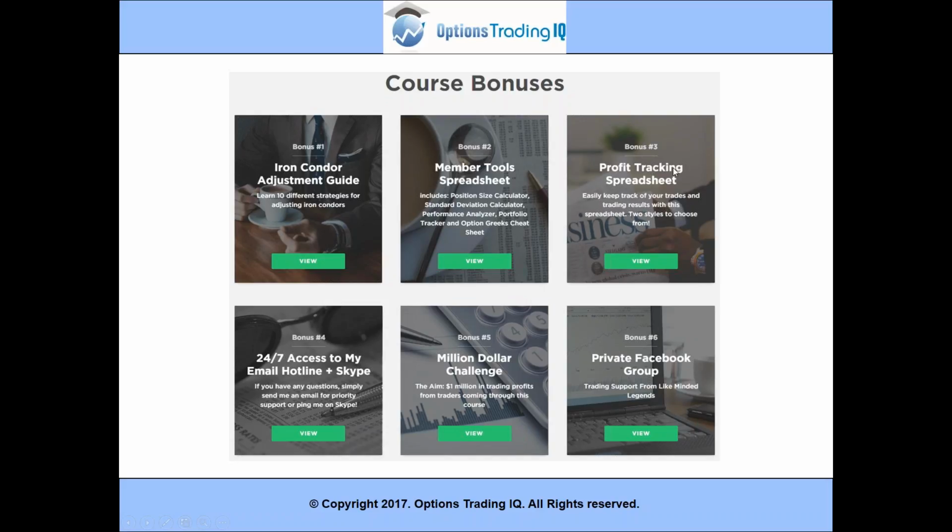Profit tracking spreadsheet, some of you may already have this one, but again, really important to keep track of our trades and review them periodically. So I'll share with you the spreadsheet I use to do that. There's a couple of different versions of it, so you can choose the one that you like. Within the one spreadsheet, I think there's 3 different tabs. You just choose the one you like and use that.